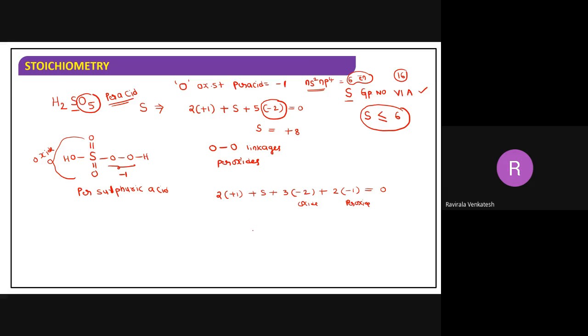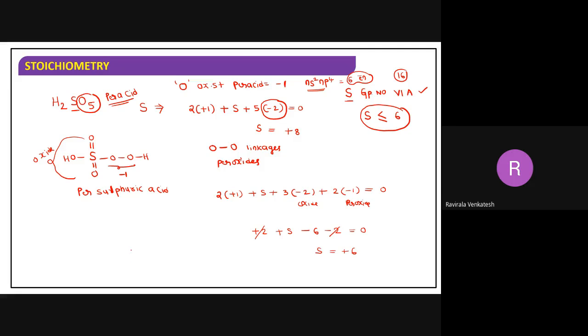Now when you do the problem, how much do we get? +2, sulfur, -6, -2 is equal to 0. +2 and -2 get cancelled. Now sulfur is equal to what here? S is +6. In this way we need to do it. In H2SO5, the oxidation state will be +6.